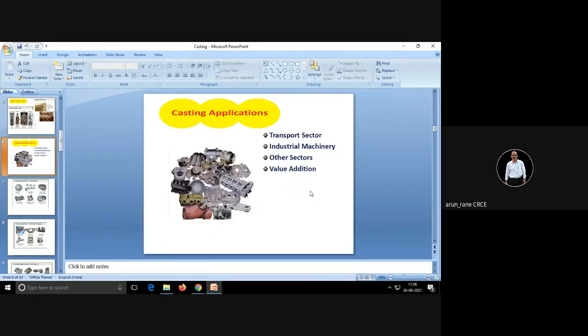Then there are other applications like in transport, that is vehicles, in industrial machineries like lathe, milling, etc. So the applications are very wide.